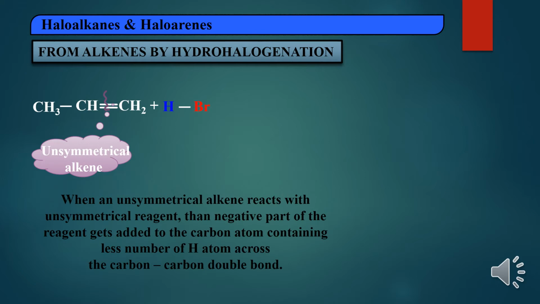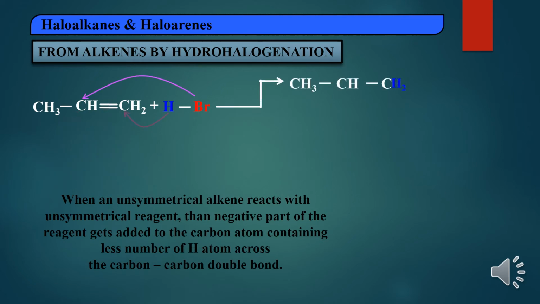So carbon number 1 is having 2 hydrogens, carbon number 2 is having 1 hydrogen. Then the negative part, Br, you have to attach to the carbon with less hydrogen, means the middle carbon atom. Then the hydrogen you have to attach to the first carbon atom. Then the product is obtained.